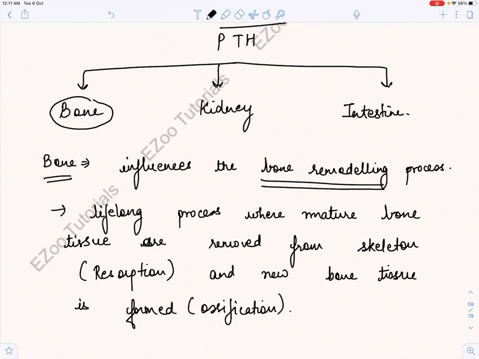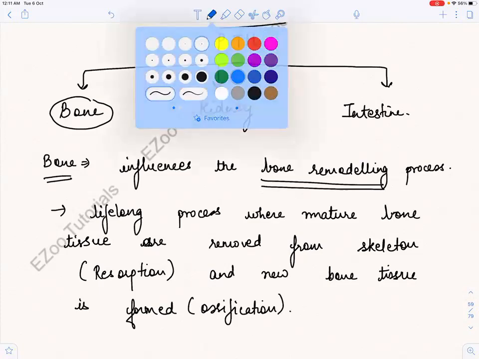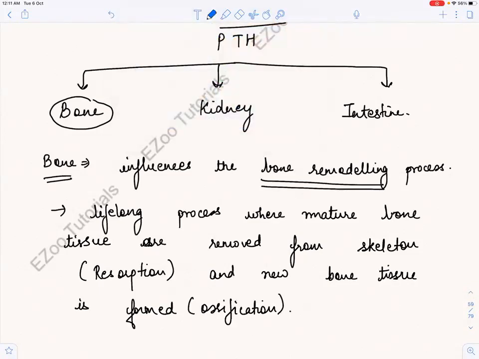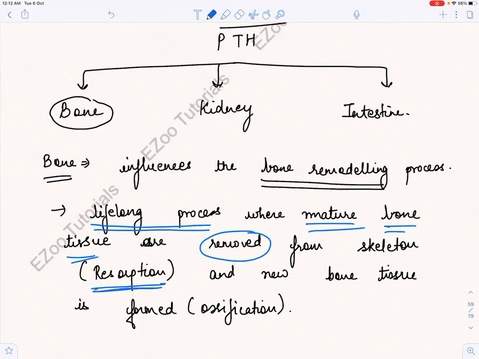So if we see what is happening in the bone remodeling process, first of all, it is a lifelong process. First thing, whatever bone tissue has matured, it will be removed from the skeleton. That means it will be degraded. That is resorption, and new bone tissue is formed. That is ossification. So this is the bone remodeling process, right?